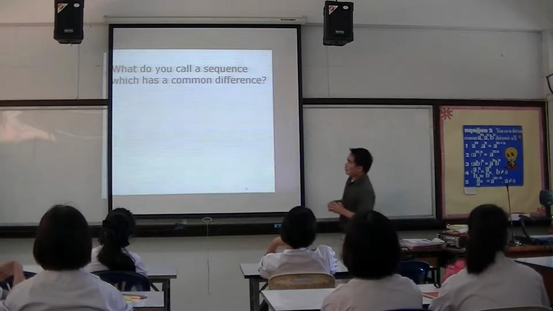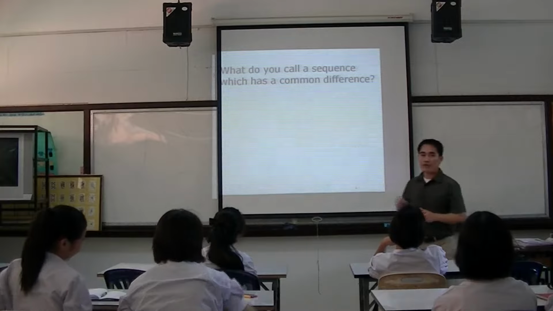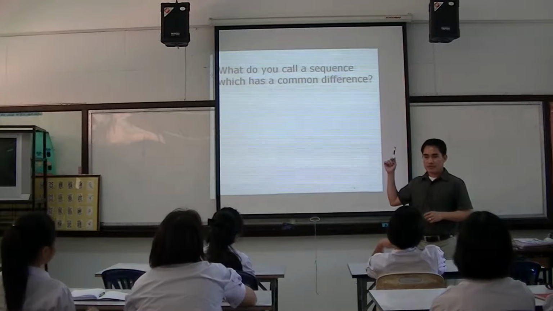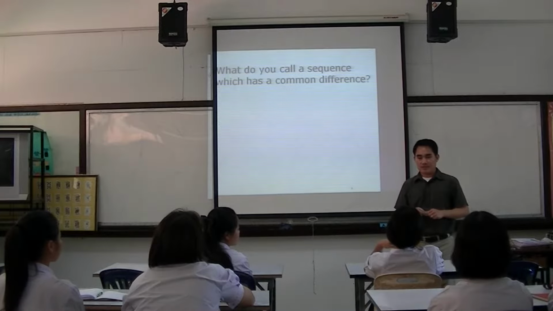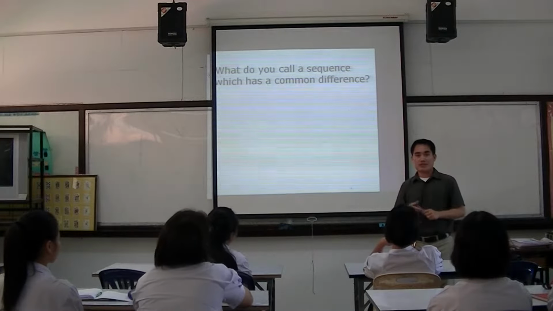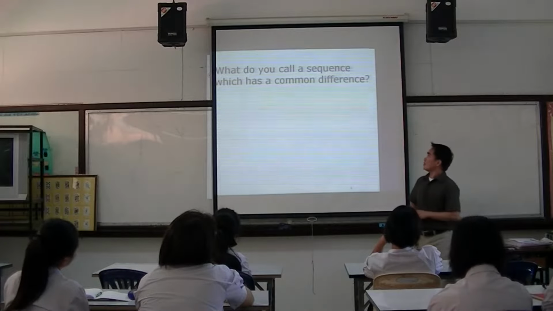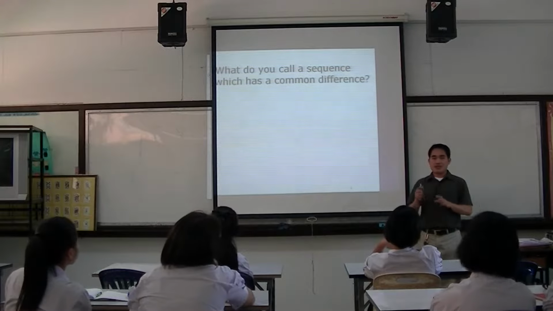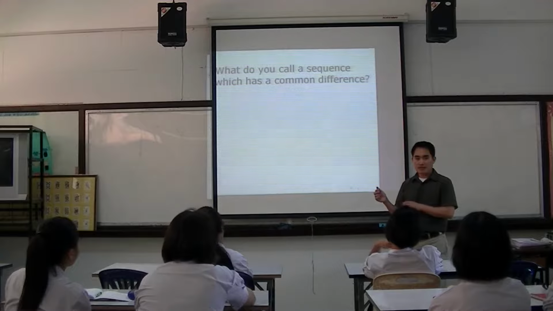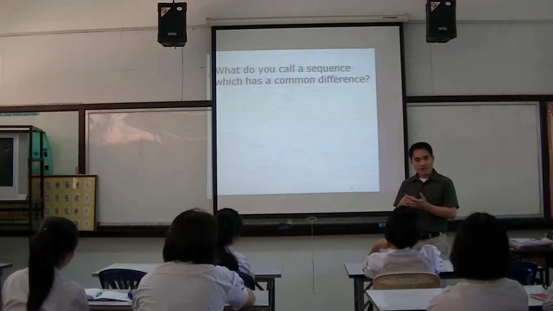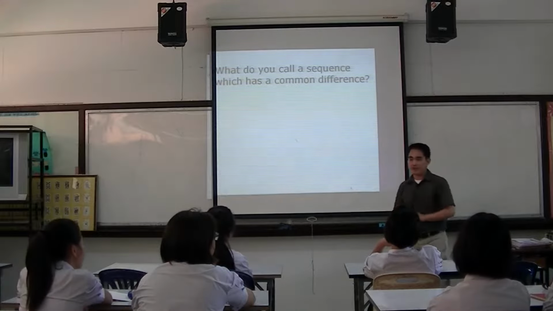And what do you call a sequence which has a common difference? Arithmetic sequence. So arithmetic sequence is one of the types of sequences, in which you can find the next number by adding the common difference to get the next number.